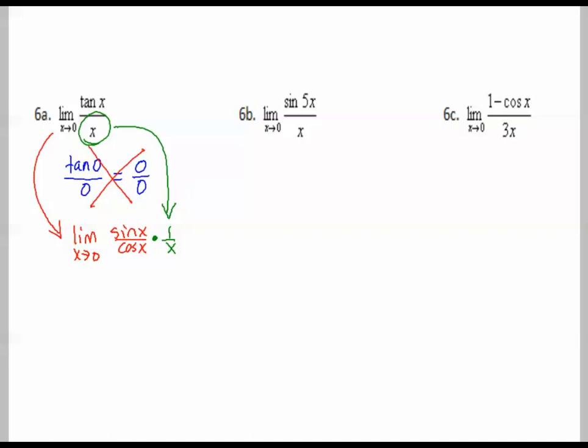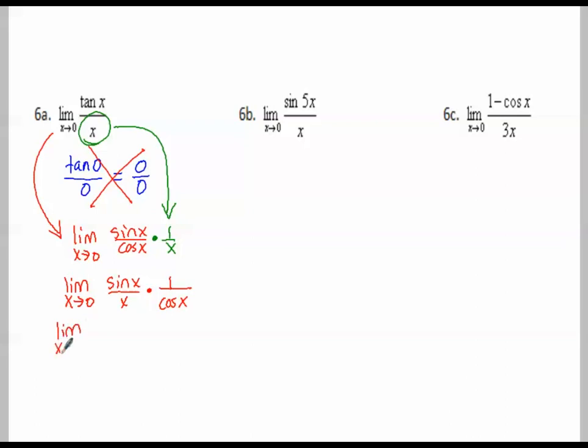Now we know our commutative properties of multiplication tell us that we can write this instead as the limit as x approaches 0 of sine of x over x. See, we just moved this guy under the sine of x times 1 over cosine of x. We just moved that guy over here. Commutative property, no big deal.